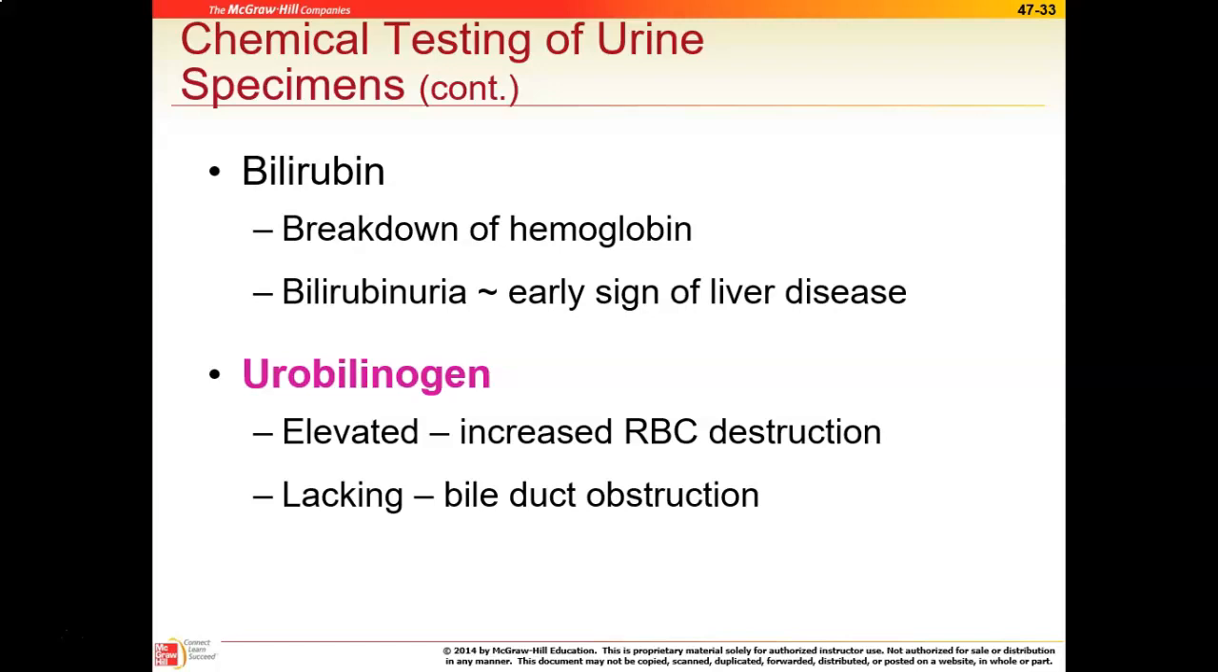Urobilinogen tends to be elevated when you have some sort of hemolytic situation where you have increased red blood cell destruction. If you're lacking it, it could be indicative that there's some sort of bile duct obstruction. So these two are a little bit more specific for liver issues and/or hemolysis issues. So we don't often make specific diagnoses off just these, but it would kind of indicate that maybe we need to do some more testing of the liver and some other avenues if these are abnormal.